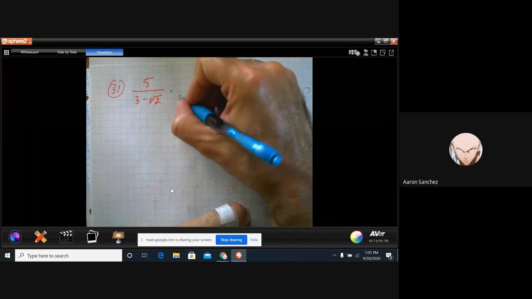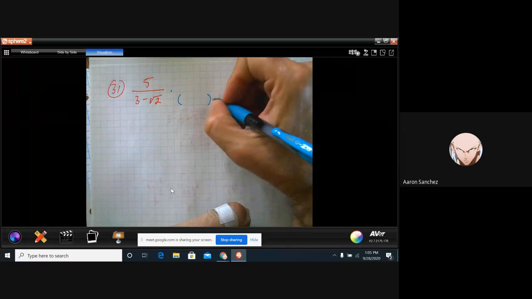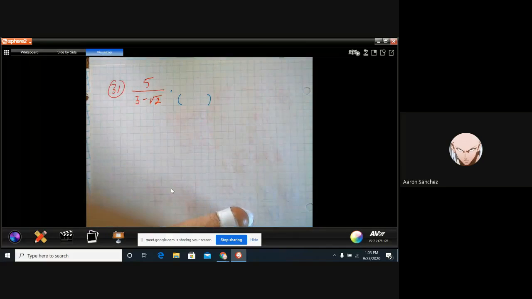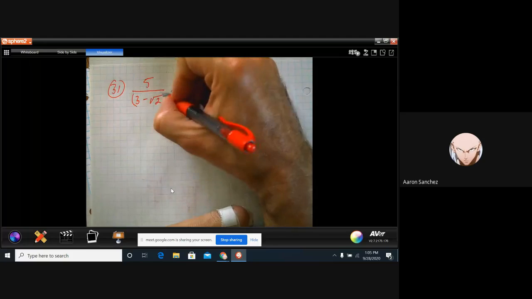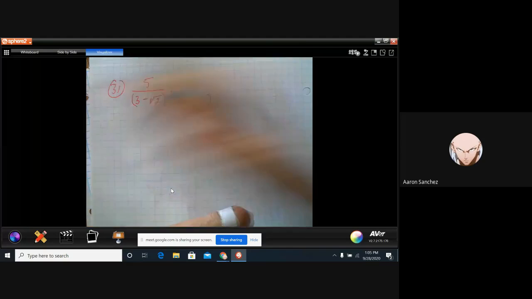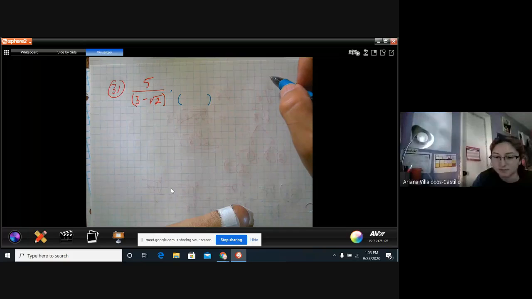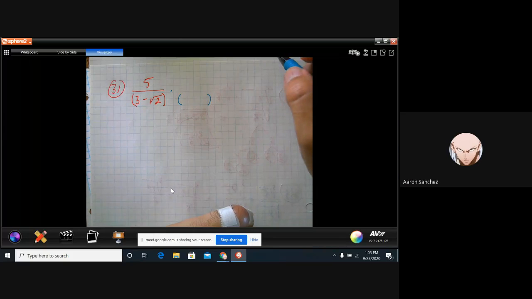Well, a conjugate of 3 minus the square root of 2. Does anyone know what the conjugate of 3 minus the square root of 2 is? Does anyone know what the conjugate is? What is a conjugate? That's what I'm asking you.